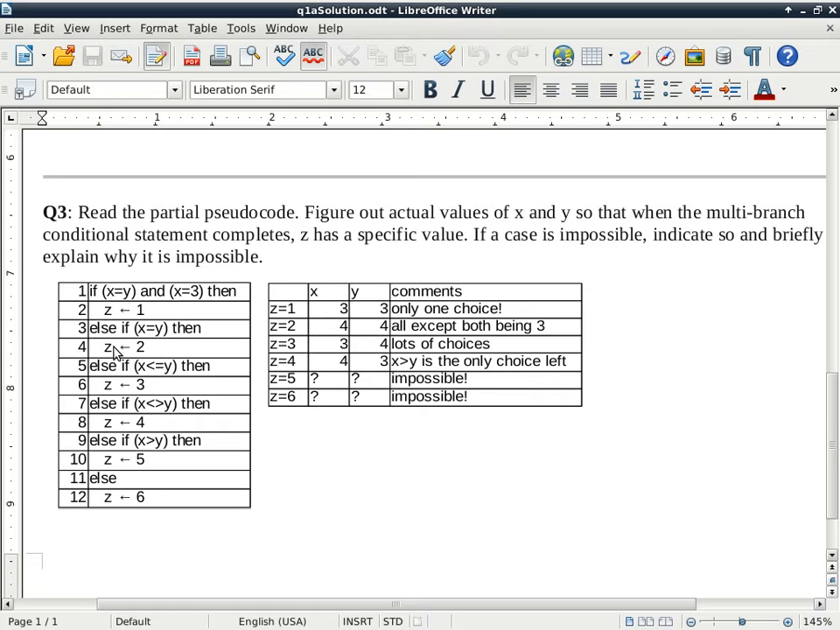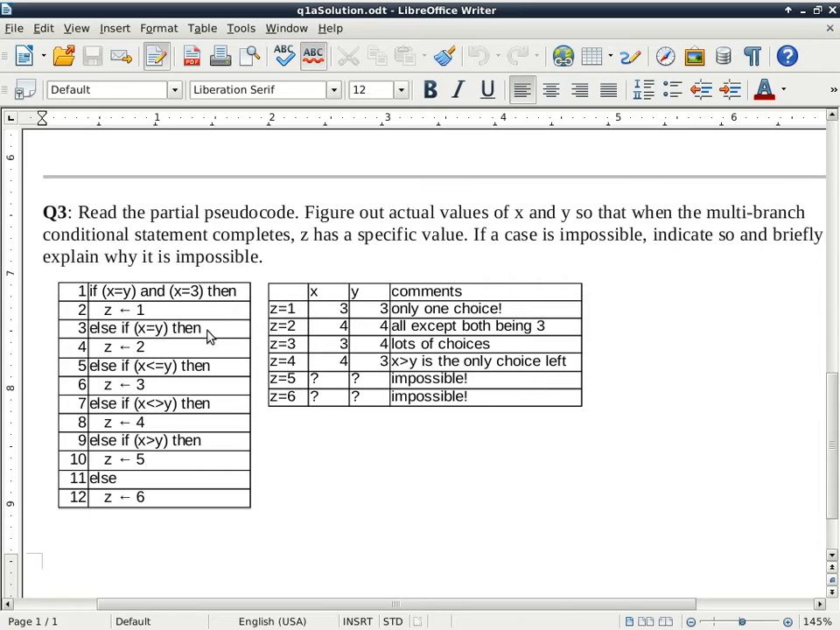The second case is when z gets a value of 2. Well, to make that happen, x has to equal y. But now we have one little restriction. What is it? X cannot equal 3, because if x does equal 3, it would have executed line 2, and we would not have a chance to evaluate the condition on line 3 to begin with. So you have to make x equal to y to make z equal to 2, but you cannot pick the value 3 anymore. Are we still doing okay so far?